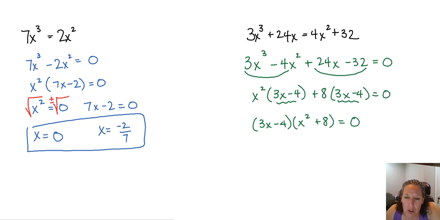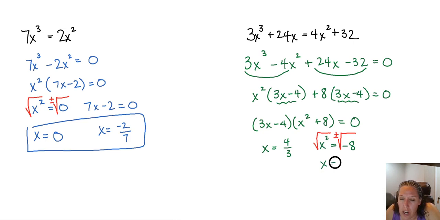Setting each of those equal to 0, 3x minus 4 is going to give us a solution. We're going to add 4 and divide by 3. x squared plus 8, we're going to move that 8 to the other side by subtracting it. And then we want to take the square root of both sides. Square root of x squared is going to be equal to plus or minus. That negative underneath the square root means that we're going to have an imaginary number here. So I'm going to go ahead and pull out an i.